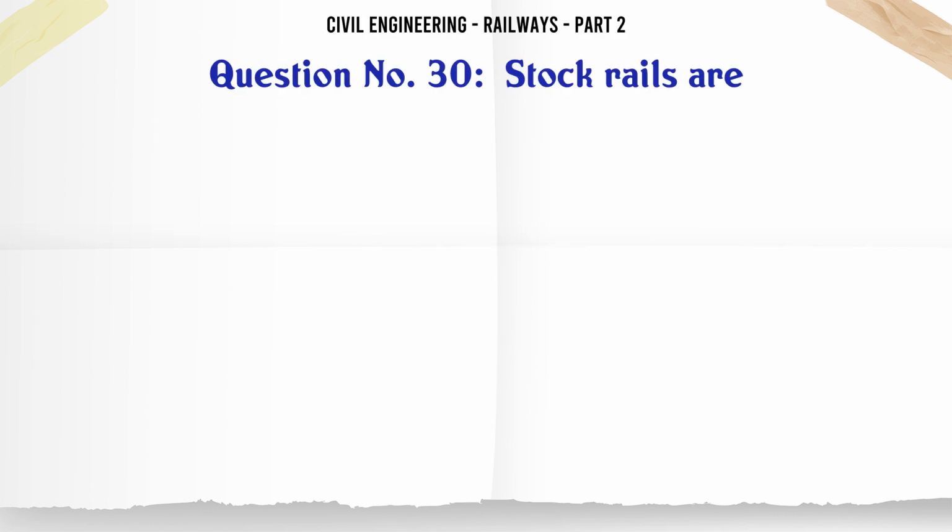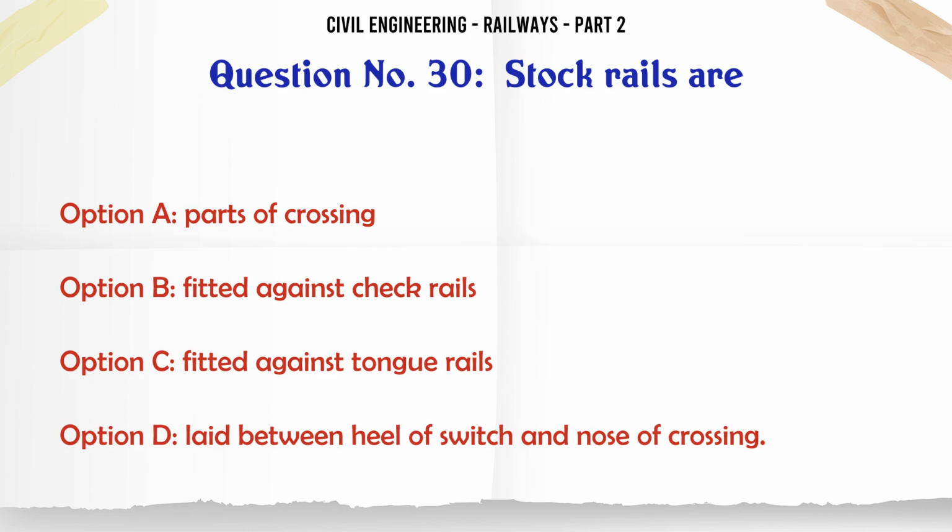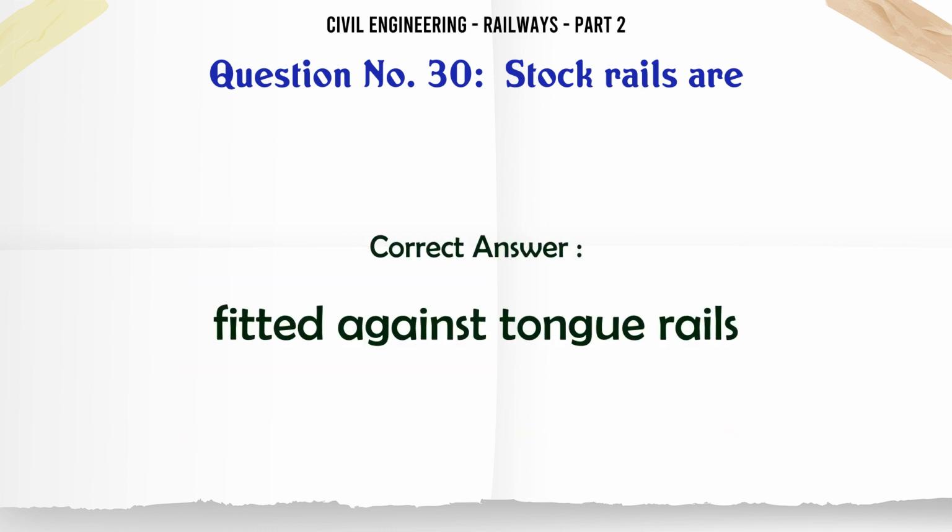Stock rails are A. Parts of crossing, B. Fitted against check rails, C. Fitted against tongue rails, D. Laid between heel of switch and nose of crossing. The correct answer is fitted against tongue rails.